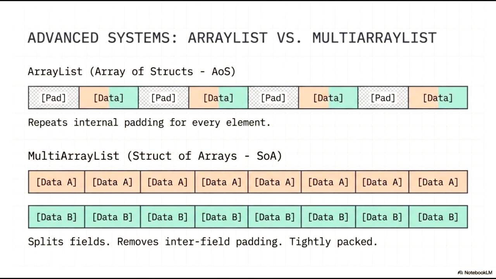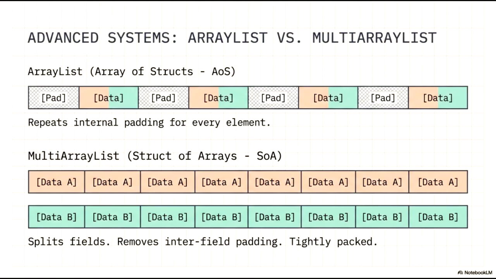In this comparison of memory layouts for advanced systems, we examine the differences between the traditional array list, known as an array of structs, or AOS, and the multi-array list, known as a struct of arrays, or SOA. When using a standard array list, each element is stored contiguously. Because data structures often require specific alignment for their internal fields, compilers frequently insert padding to ensure data is correctly aligned in memory. As illustrated here, this leads to internal padding being repeated for every single element in the array. This creates a fragmented memory layout that increases the overall footprint and can hinder cache performance when only specific fields are needed.